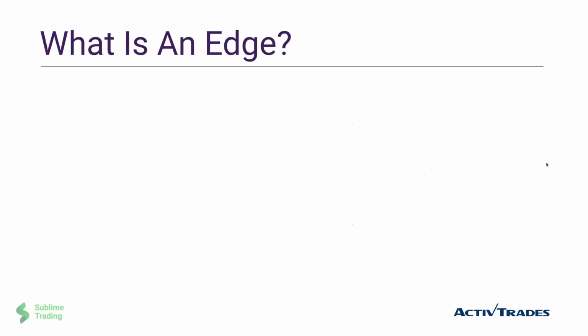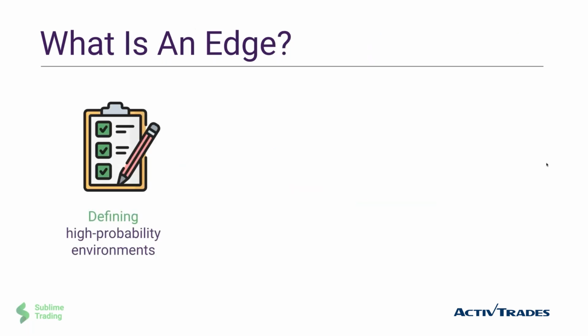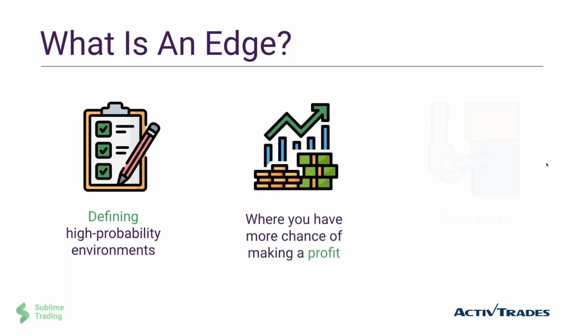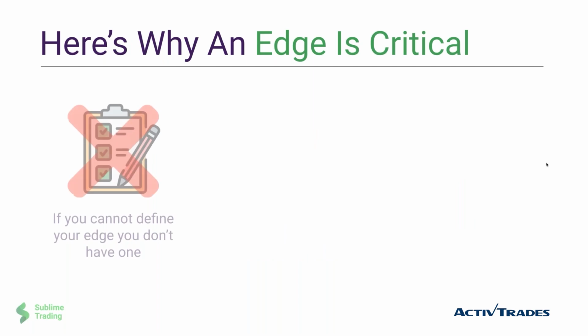So what do all good investors have? The answer is an edge, right? What do all good investors have? The answer is an edge. Here's the thing, guys, right? What is an edge? An edge is defining high probability environments where you have more chance of making a profit than a loss.